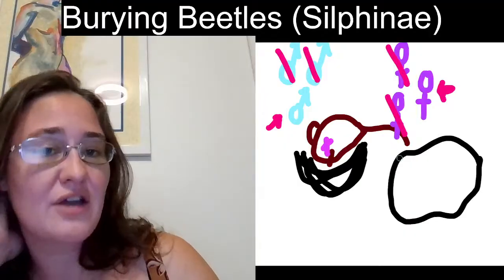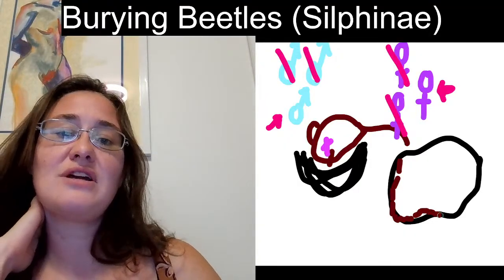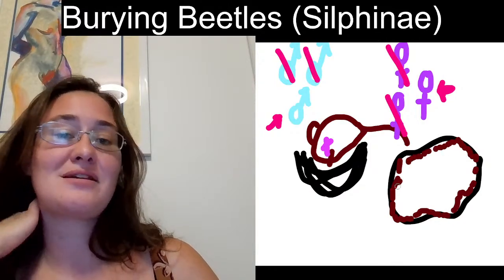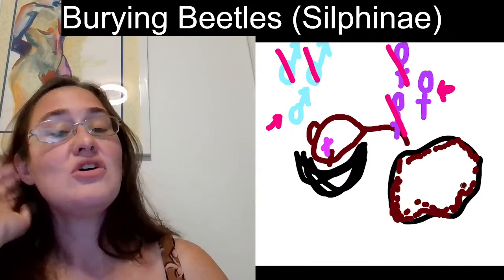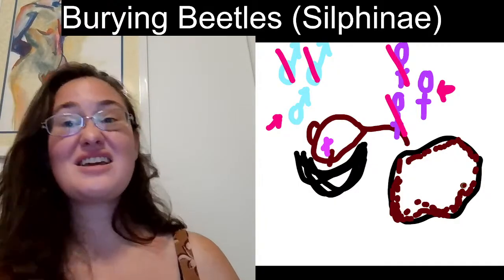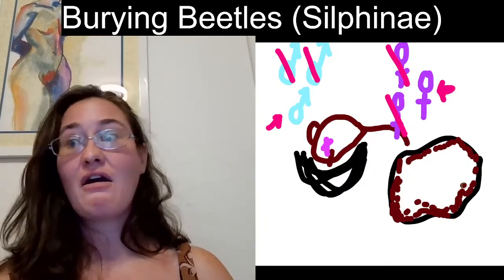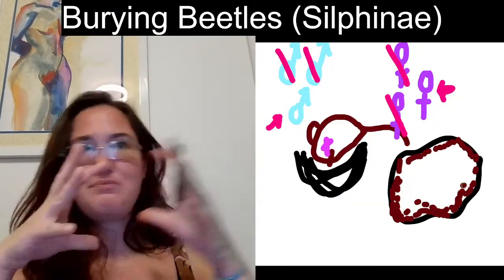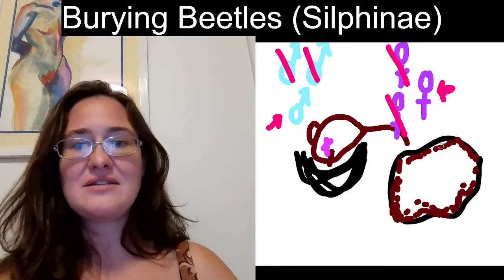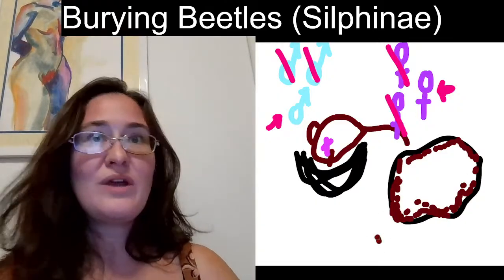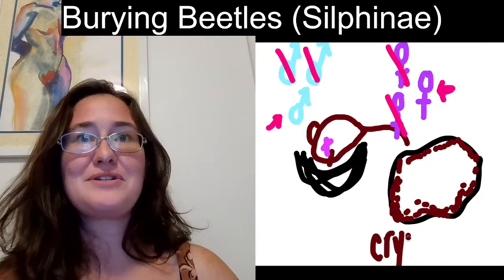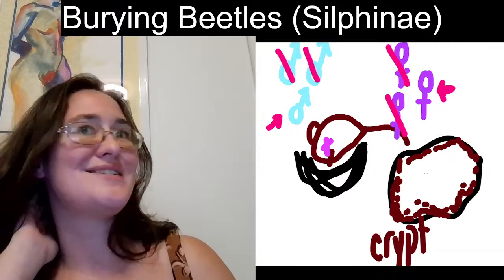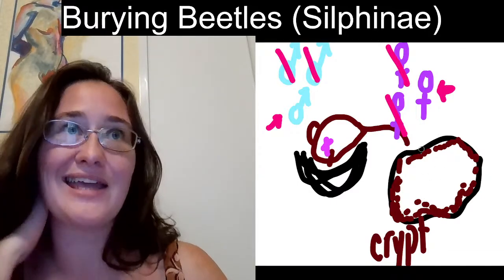But not only are they going to bury the mouse, they are going to take lots of time and process the dead animal. In that way, they're going to pluck all of the hair off of the mouse or all of the feathers off of a bird. And they're going to pluck all of those hairs and it's going to line the inside of this hole that, by the way, we call a crypt. All right, so this is an open crypt. There's a dead mouse inside of here, but now it's naked. It doesn't have any hair.